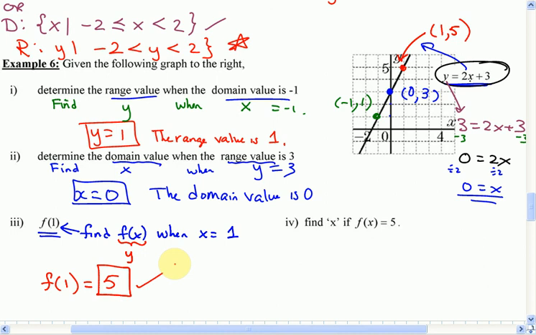All right. And then the last part here, part 4, find x if f of x equals 5. Well, now I just turned the tables on you. I said find x when f of x, which is the letter y, equals 5. Looking at my picture, what's the x value when y equals 5? I showed that to you already, right? When y is 5, the x value is 1. That's it.